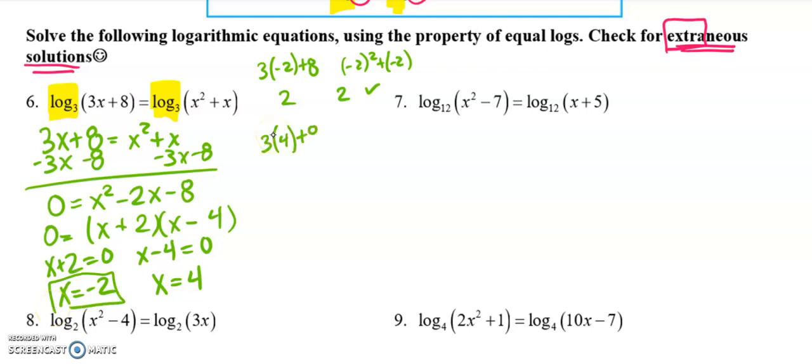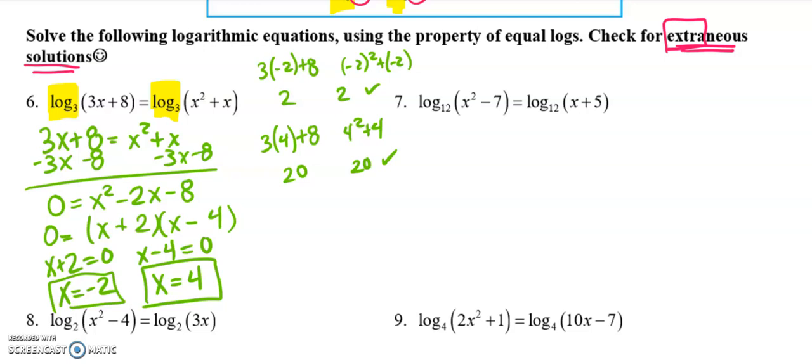Then we plug in the 4. 3 times 4 plus 8, and we look at 4 squared plus 4. We get 12 plus 8 is 20. 16 plus 4 is 20. 20 equals 20. Can I take the log of 20? Yes, I can. So that's a keeper as well.